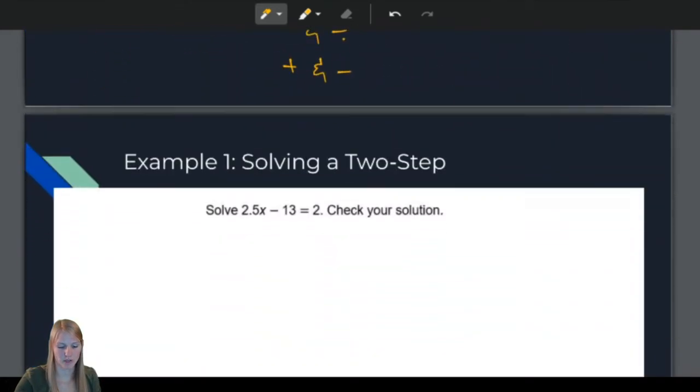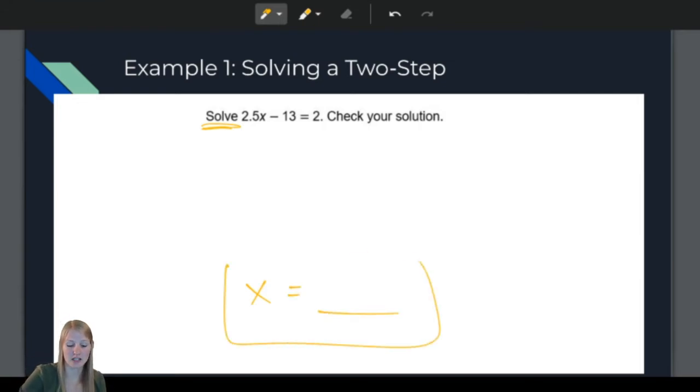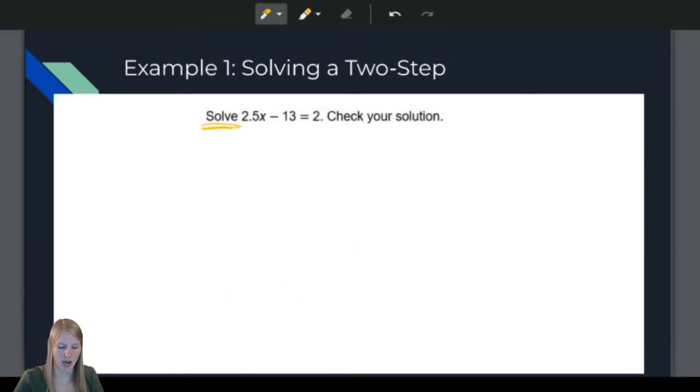Okay, so let's jump right into an example. Right into it. Solve a two-step equation. So remember, we know that when it says solve, it means that eventually we want x by itself. We want x equals something. So our goal is to get x by itself. Now here's the thing.